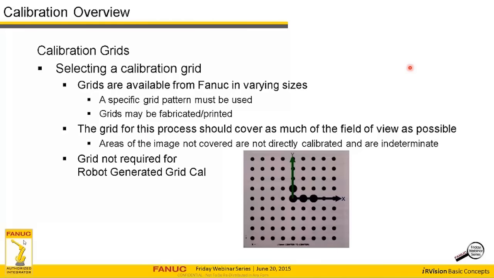When you select a grid for any calibration process, it would be nice if the grid covers as much of the field of view as possible, or let's say at least as much of the field of view that's going to be used in your image for guidance or for location or for inspection. The reason for this is that areas of the image not covered are not directly calibrated, and therefore the results of location of features in those areas are extrapolated, and we would even call it indeterminate. Because we haven't directly calibrated those areas, we're not sure of the actual accuracy of the extrapolation of the calibration in areas where the dots don't appear. If you only can calibrate the center of the field of view, hey, that's okay. But remember that remaining parts of the field of view will simply be extrapolated.